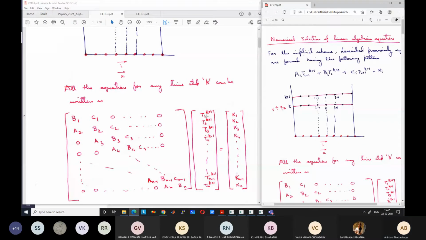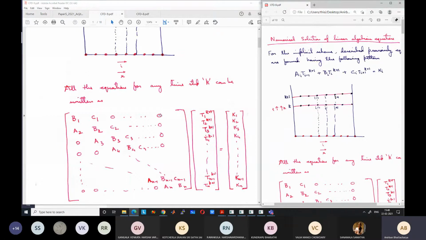B1 T1 k plus 1 plus C1 T2 k plus 1 plus all the other 0 into T3 k plus 1, 0 into T4 k plus 1, so n minus 2 number of zeros are present here, is equal to K1. This is the matrix form. You multiply this row by this column to get this value. Second row multiplied by the entire column gives the second value, and the third row gives the third value. So B1 T1 k plus 1 plus C1 T2 k plus 1 plus 0 plus 0 like this is equal to K1. This is the first equation. Is it clear to everyone?